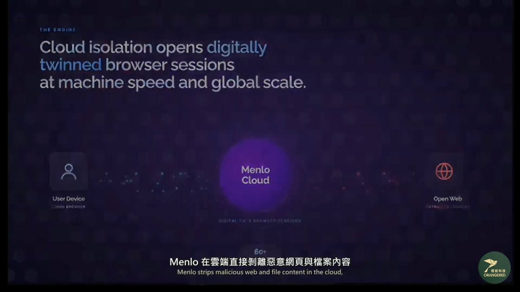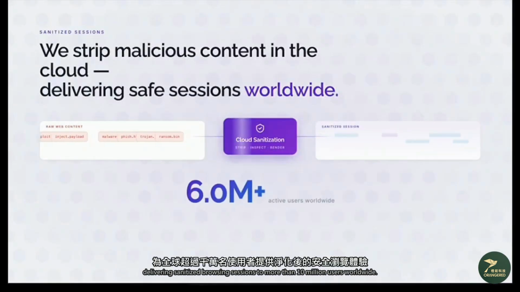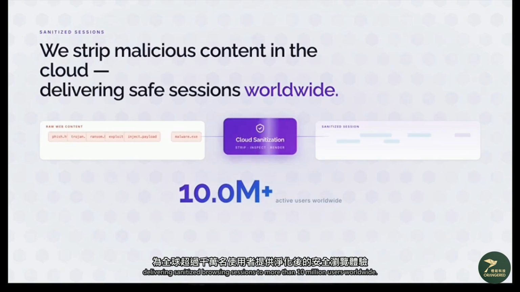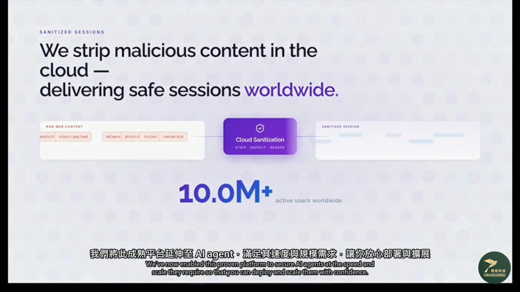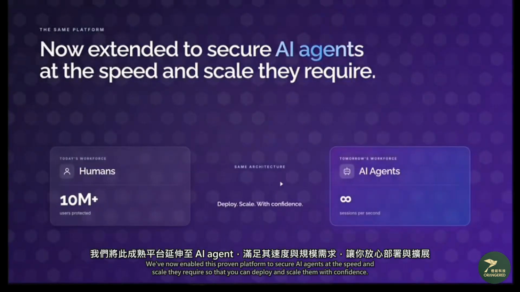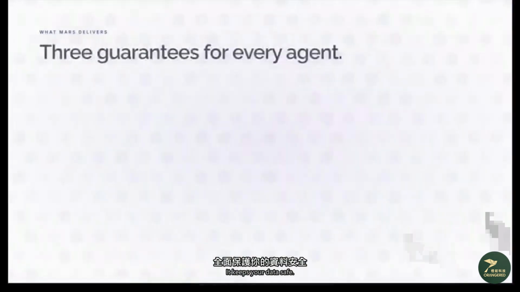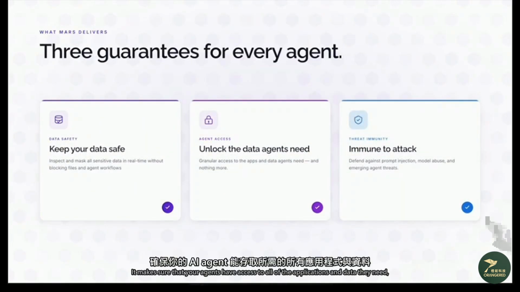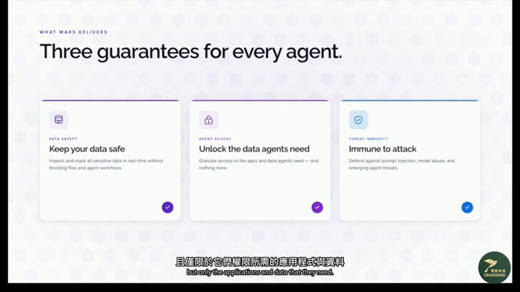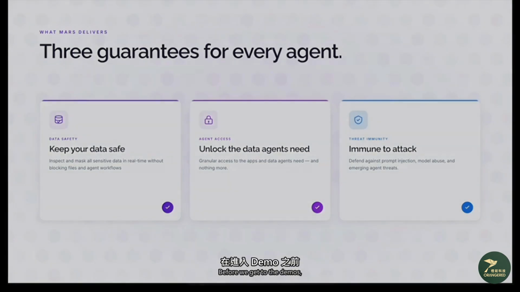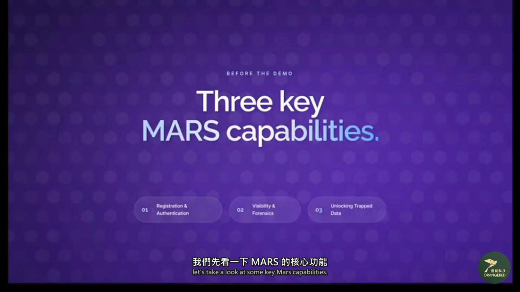Menlo strips malicious web and file content in the cloud, delivering sanitized browsing sessions to more than 10 million users worldwide. We've now enabled this proven platform to secure AI agents at the speed and scale they require so that you can deploy and scale them with confidence. It keeps your data safe. It makes sure that your agents have access to all of the applications and data they need, but only the applications and data that they need, and it immunizes your agents from the rapidly growing classes of attacks that target them. Before we get to the demos, let's take a look at some key Mars capabilities.